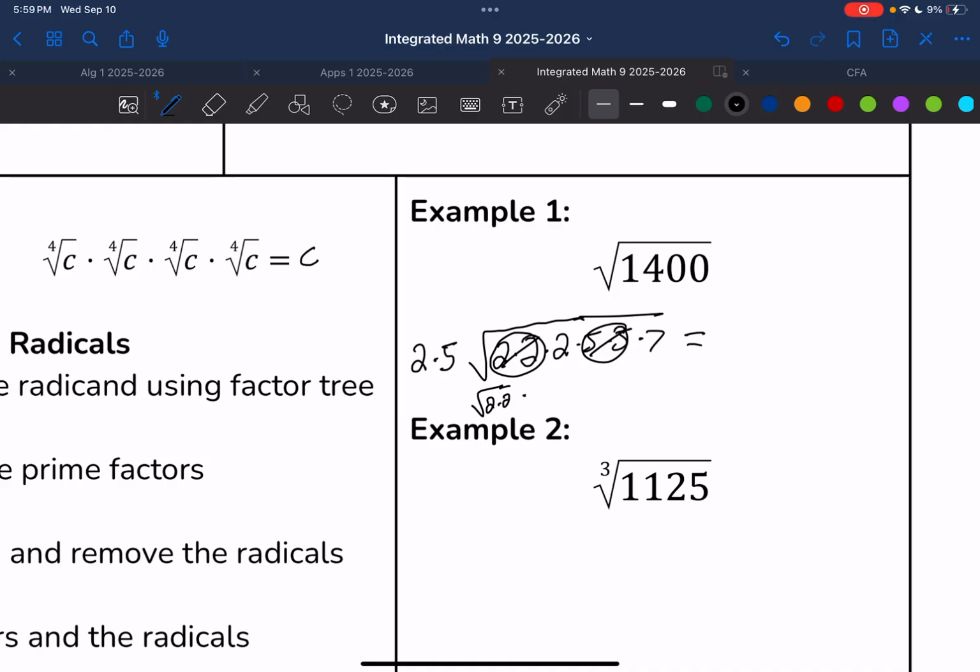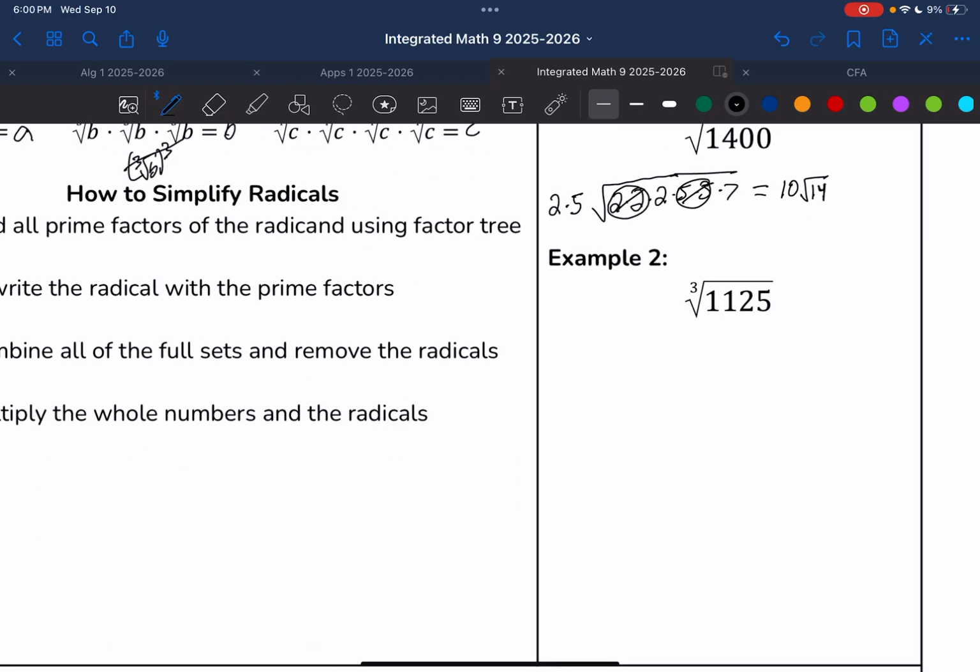And we know that the square root of 2 times 2 is the square root of 4, which is just 2. So whenever we have a full set, we can transform it. We can take it out of the radical. We can make it a whole number, right? Because the square root of 2 squared, 2 times 2, is just 2 on the outside. And now, to finalize our answer, we're just going to recombine everything inside and outside the radical. So outside the radical, we have 2 times 5, that's 10. Inside the radical, we have 2 times 7, that's 14.